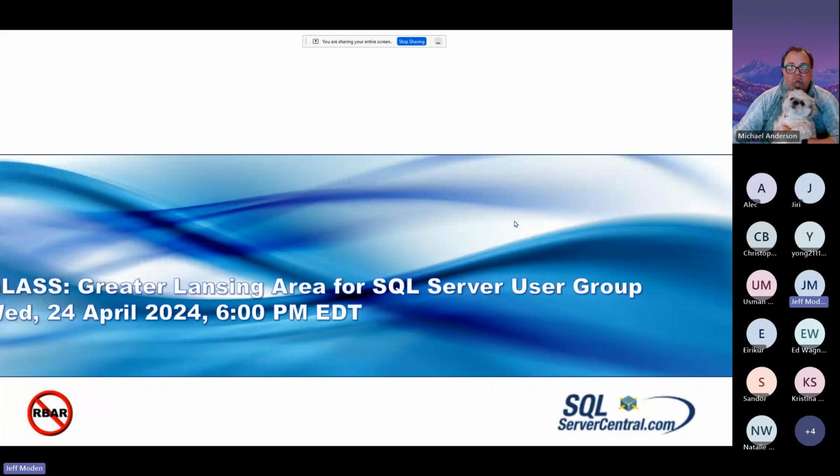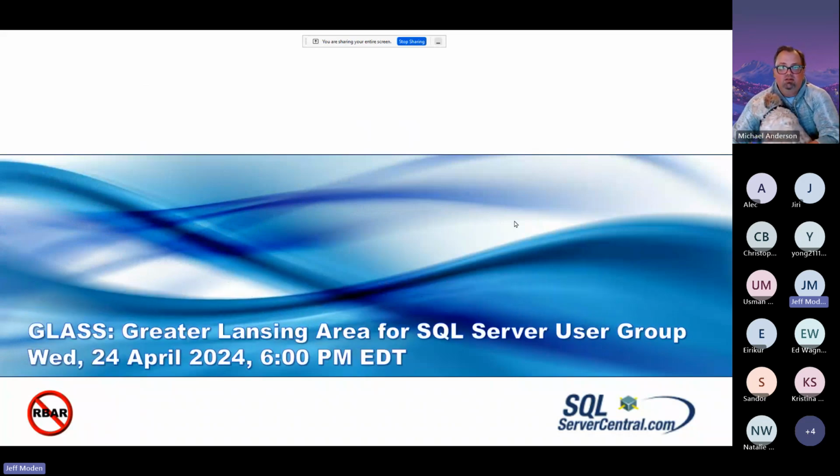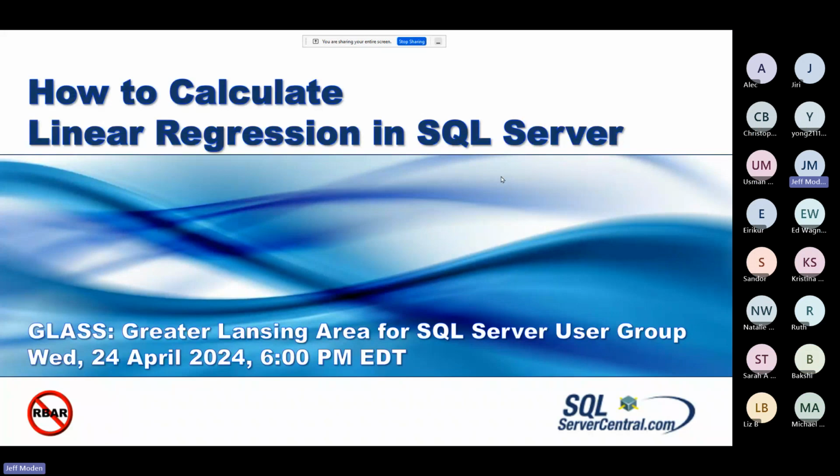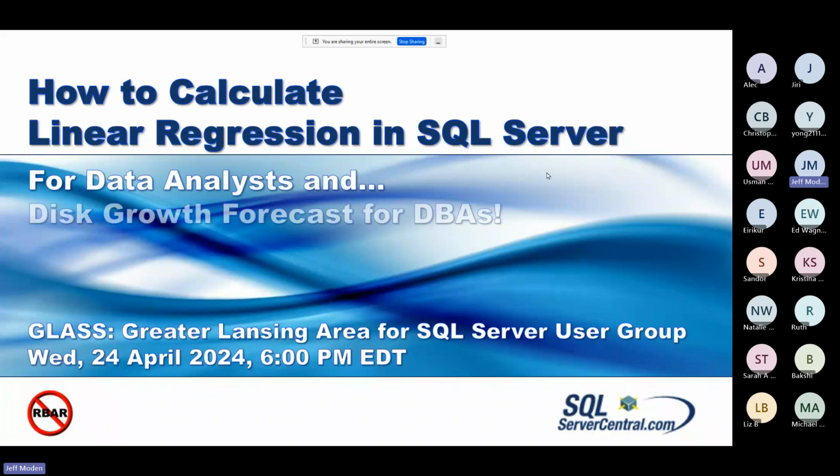So anyways, welcome to the Greater Lansing area SQL Server User Group, otherwise known as GLASS. And you can see today's date here. We are going to talk about linear regression in SQL Server and how to calculate it in SQL Server. And this was written for beginning data analysts and some experienced data analysts that might not know that you can actually do this in SQL Server. A lot of people do it in Power BI, or in an Excel spreadsheet or whatever. They don't know that you can actually do this in SQL Server.